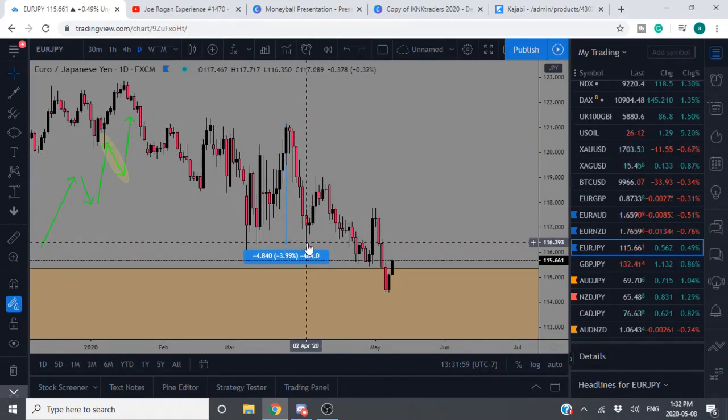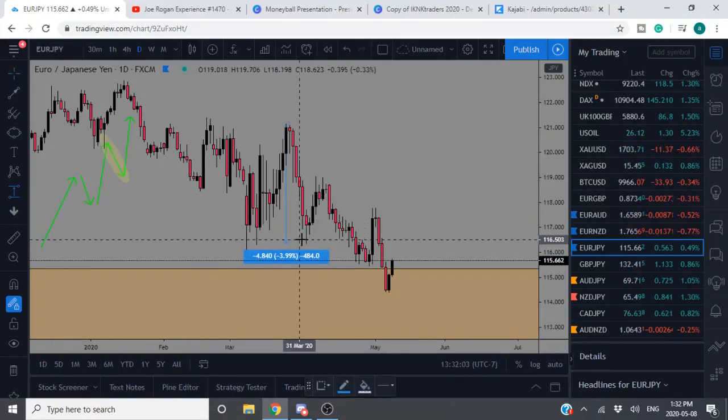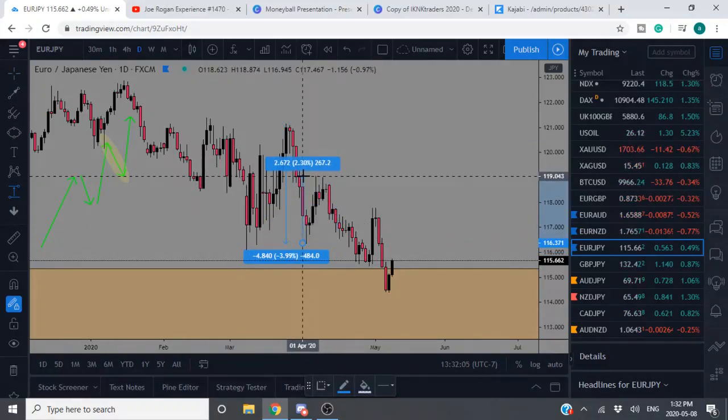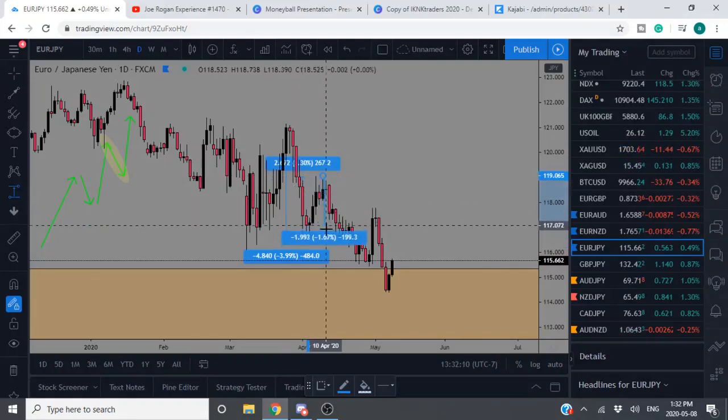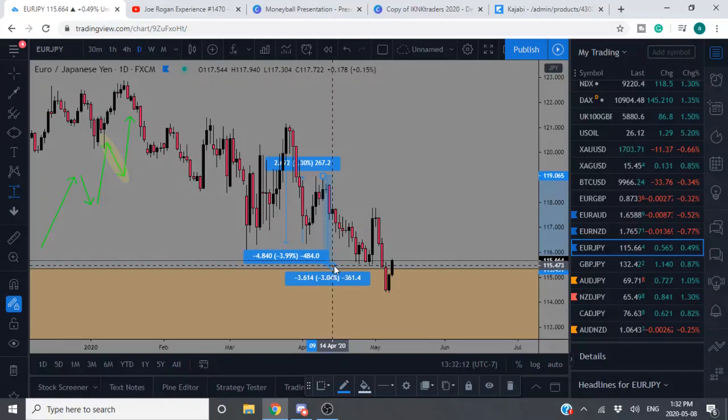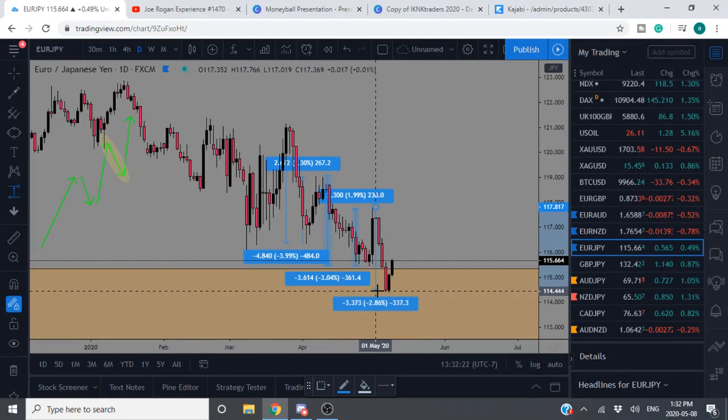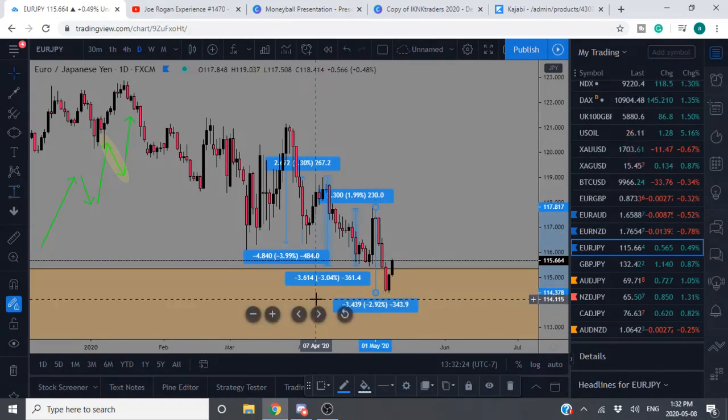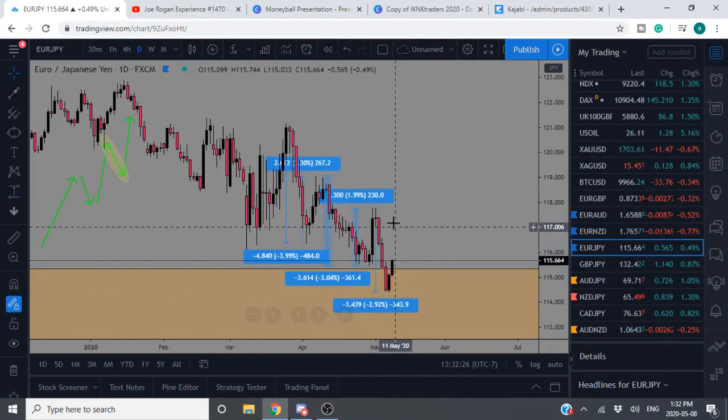Prices drop all the way down, 480 pips. What was the corrective move? 270. What was the next impulsive move down? 360. Okay, so we're getting smaller and smaller. What was the corrective move? 230. What was this next move? 340. Call it 350.